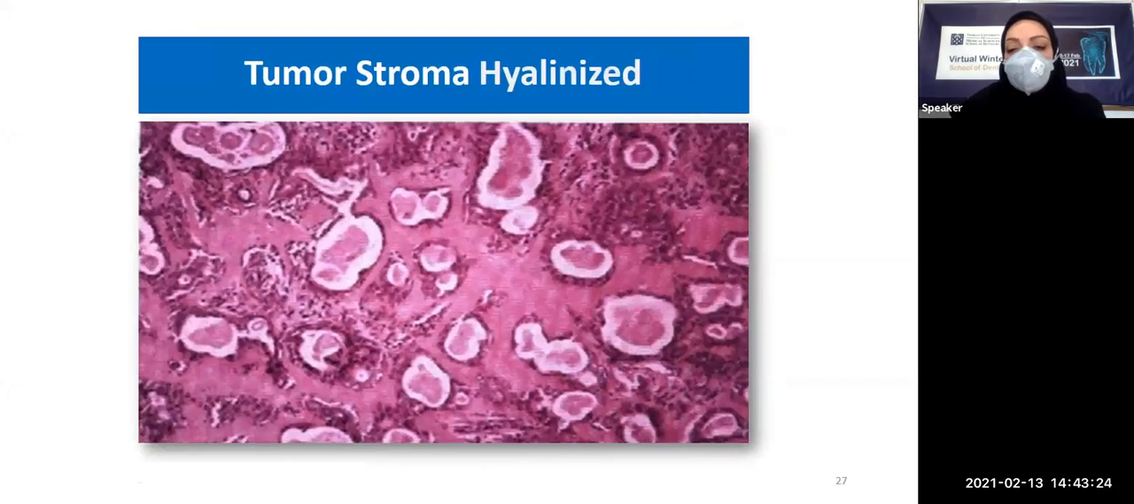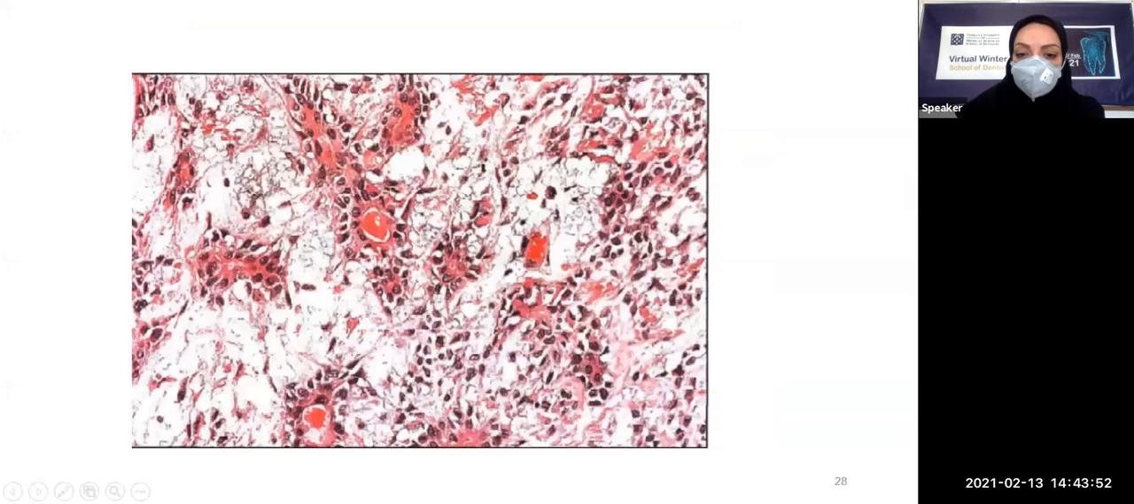Here you can see that an amorphous hyalinized material is there in the stroma. It is called hyalinization of the stroma. And also you can see some ductal structures, as you can see them here, scattered through the lesion within a hyalinized stroma. And inside the ducts, you can see some material secreted by the ducts.